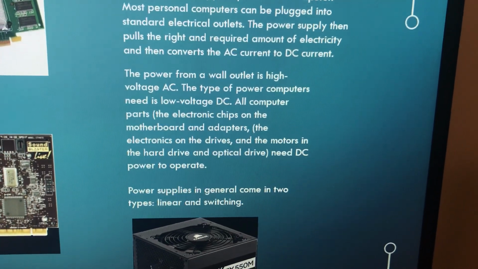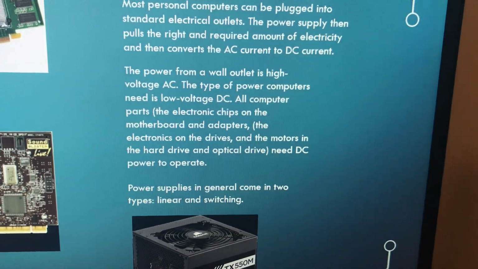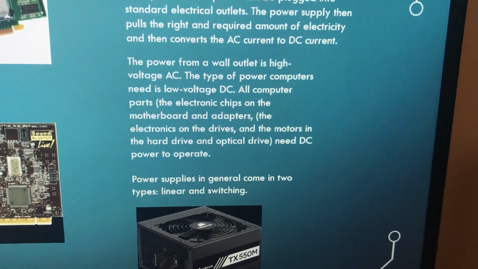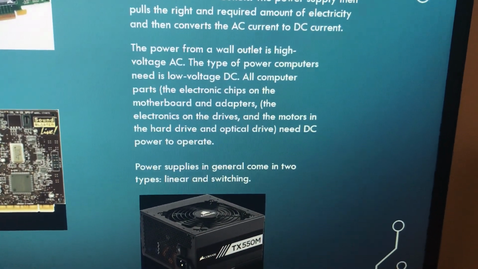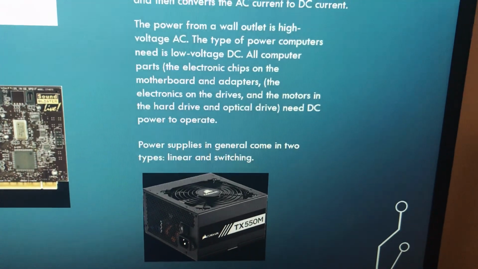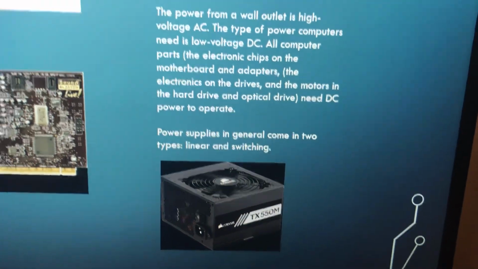All computer parts, the electronic chips on the motherboard and adapters, the electronics on the drives and the motors in the hard drive and optical drive need DC power to operate. Power supplies in general come in two types, linear and switching.